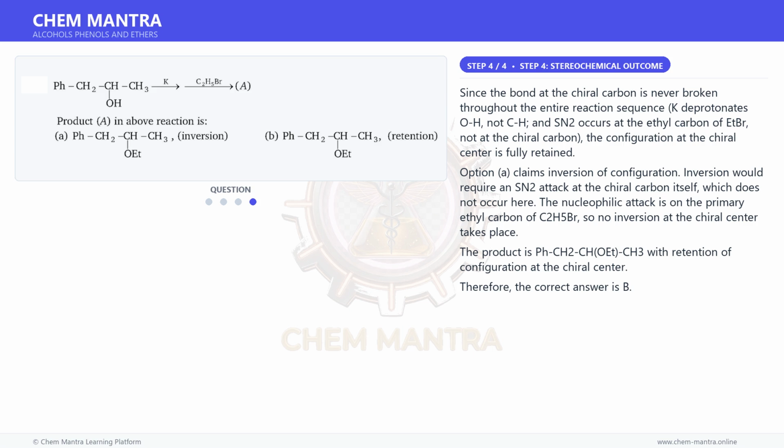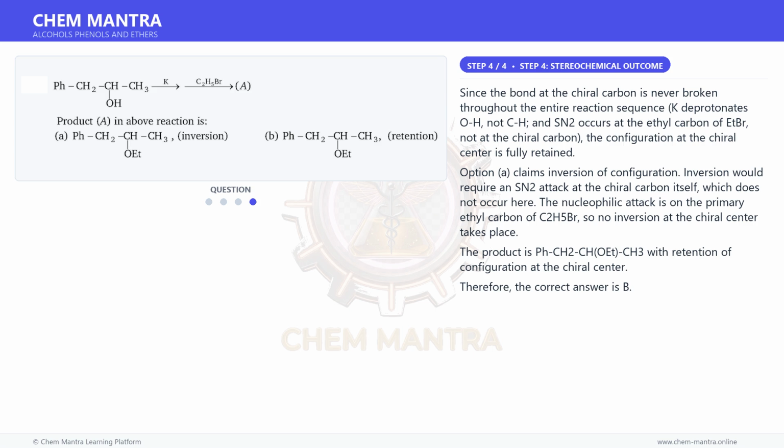Option A claims inversion of configuration. Inversion would require an SN2 attack at the chiral carbon itself, which does not occur here. The nucleophilic attack is on the primary ethyl carbon of C2H5Br, so no inversion at the chiral center takes place.